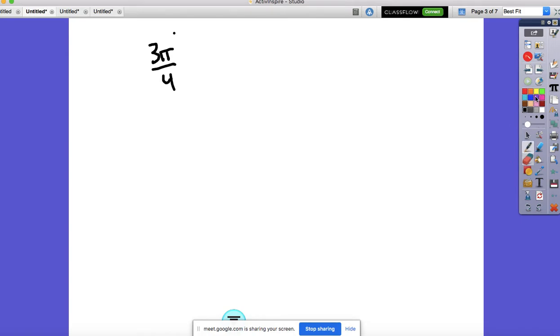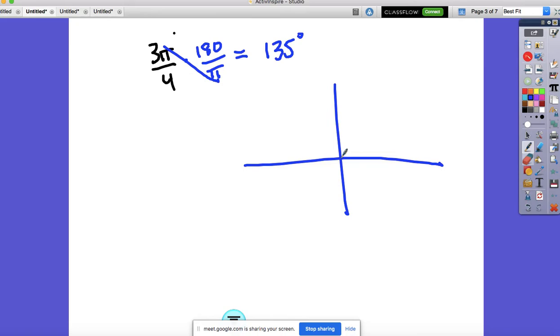So I finally got my page back up and running. You multiplied by 180 over pi. The pi's cancel. 3 times 180 divided by 4, you're going to get 135 degrees. So on the picture that we did in the last video, 135 degrees was right here.